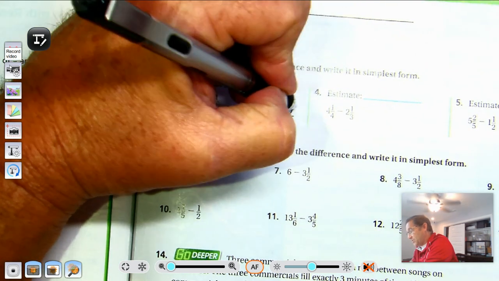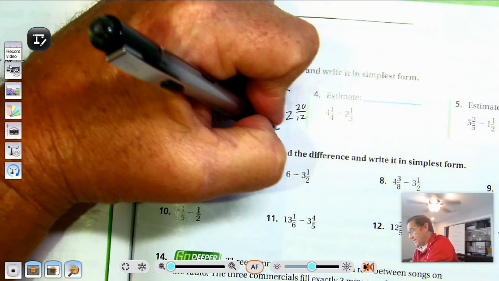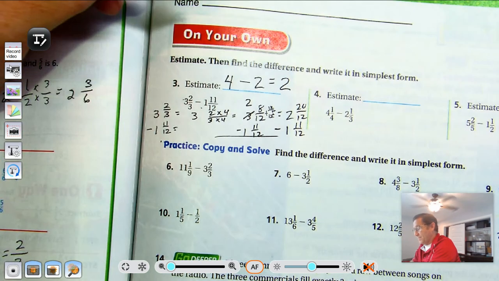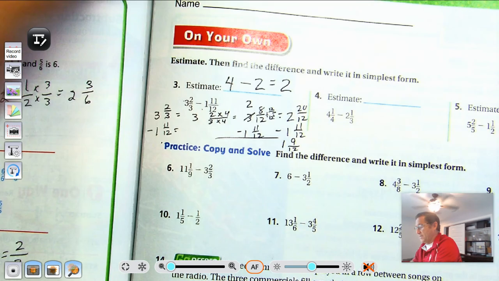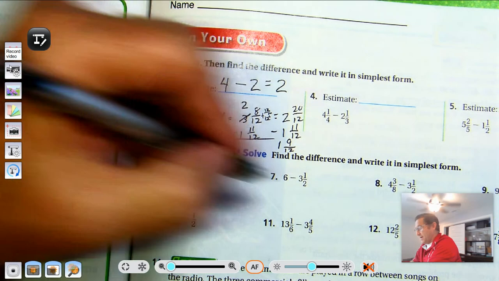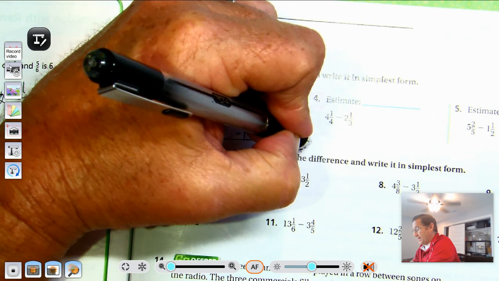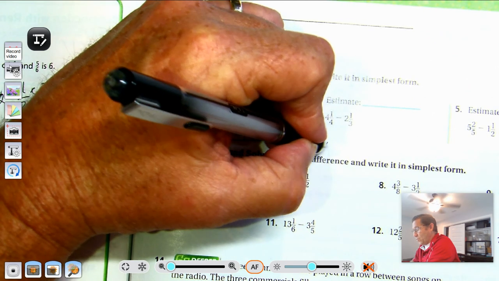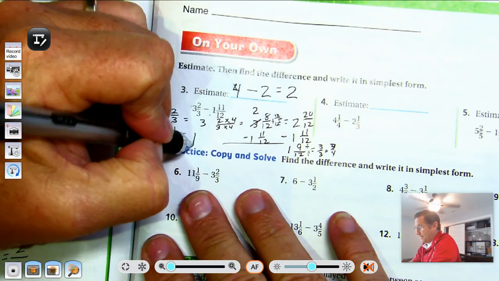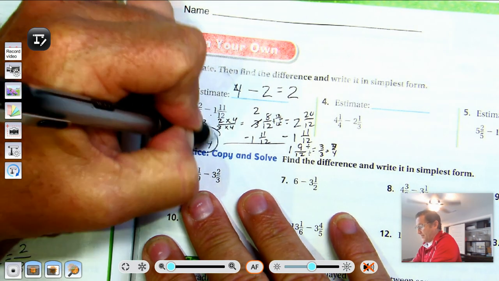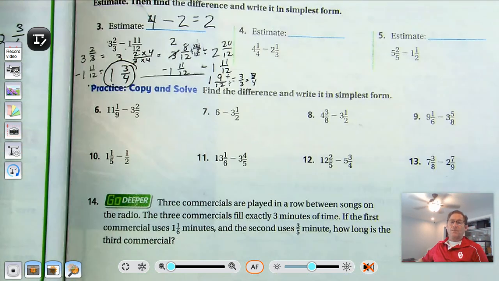So I'm going to rewrite that as 2 and 20/12 minus 1 11/12. Well, 20 take away 11 is 9/12, and 2 take away 1 is 1. I know that 3 is a common factor to both 9 and 12. So 3/4. So my answer is 1 3/4, which is close to 2. All right, number 4.